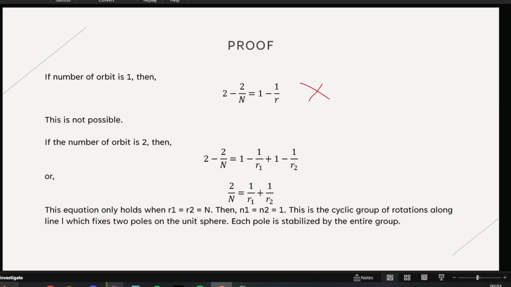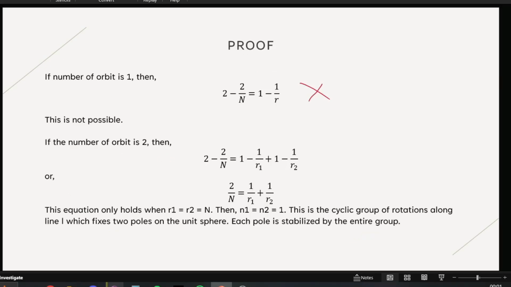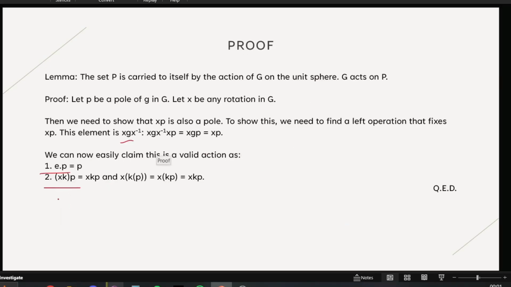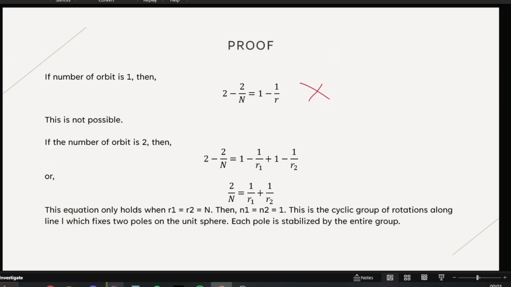r1 and r2 are the order of the stabilizer as defined here. They are the order of the stabilizer, the stabilizer R1 and R2. So what we have to get is that both the sides should be equal. So this is only possible if R1 R2 is equal to n.